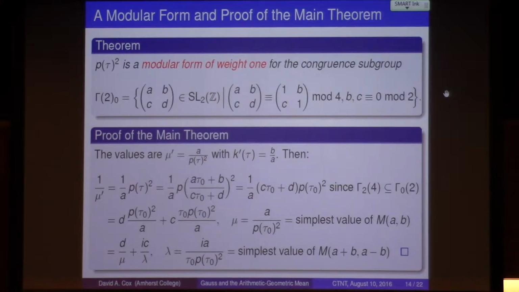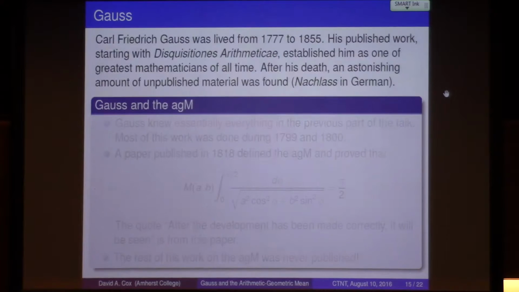So that's pretty astonishing, because I started off with this really simple definition, these two sequences built from arithmetic means and geometric means, and here we are talking about modular functions and modular forms, and using them to prove a really cool theorem. So what does it have to do with Gauss?